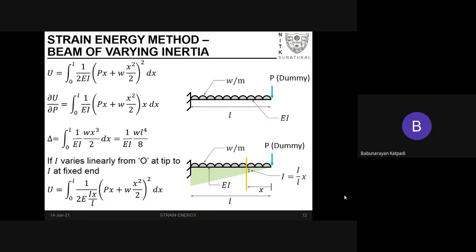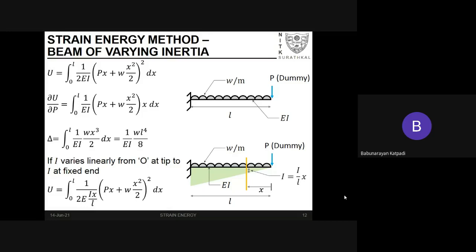First, we'll consider a cantilever loaded with uniformly distributed load. Prismatic, same section throughout, EI is the same throughout. We want the displacement at the free end. As you have seen, what we do is we introduce the dummy load, P. We set up the equation for strain energy, U is integral 0 to L, 1 by 2 EI, (PX plus WX squared by 2) the whole squared, dX. ∂U/∂P should give me the desired displacement.